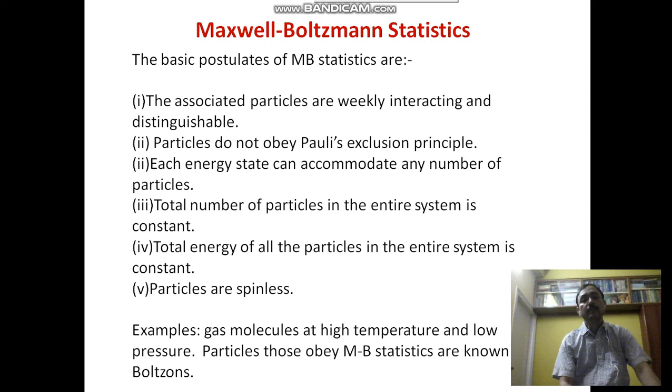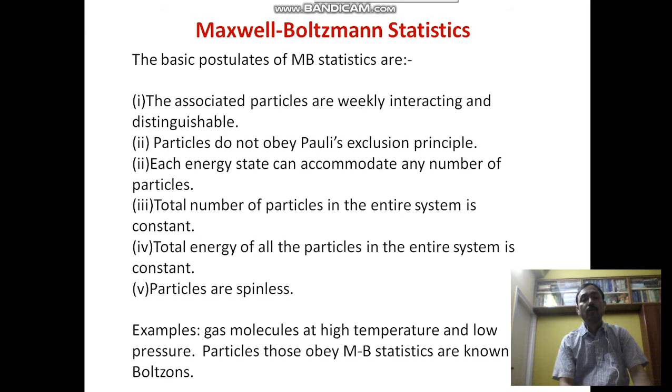Number 5, the total energy of all the particles in the entire system is constant. Suppose in the energy state E1, number of particles is N1. So total energy for the state is N1 E1. Second state E2, number of particles N2, so E2 into N2. So total energy is E1 N1 plus E2 N2 plus E3 N3. In this way, the total energy of the system is constant. And final one is the particles are spinless. So these are the postulates as a whole for Maxwell-Boltzmann statistics.